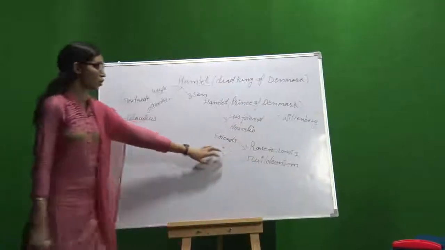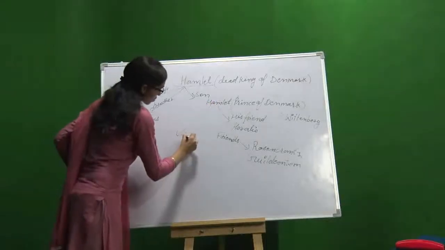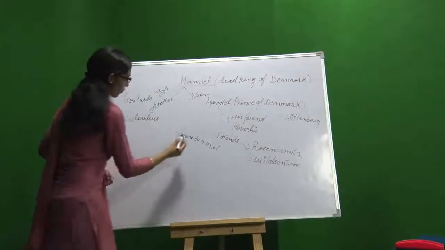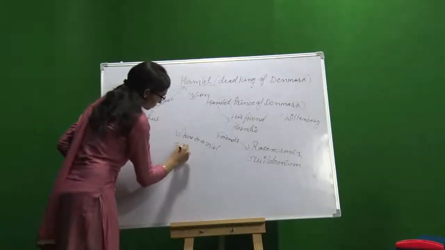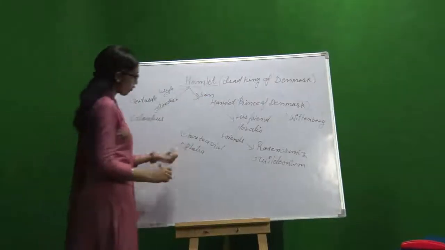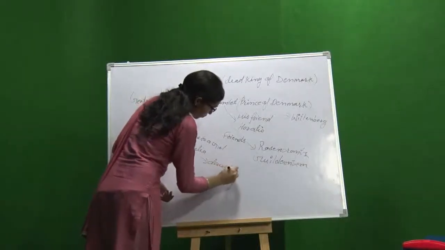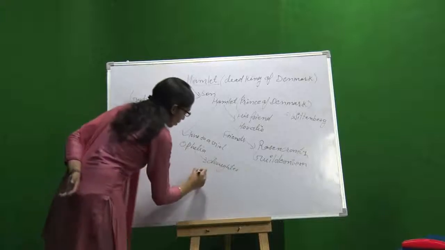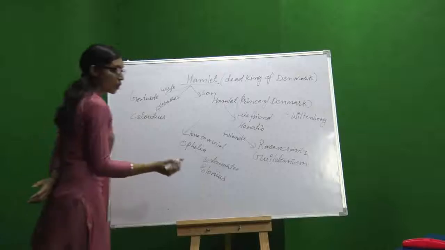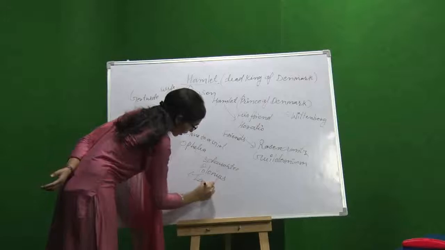Hamlet loves a girl whose name is Ophelia. Ophelia is the daughter of Polonius. Polonius has a son, Laertes.